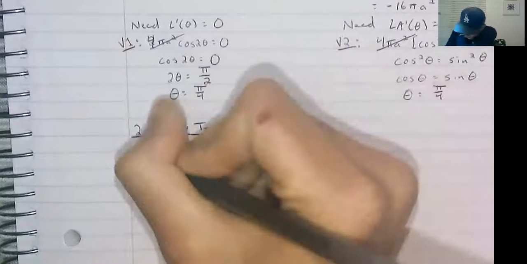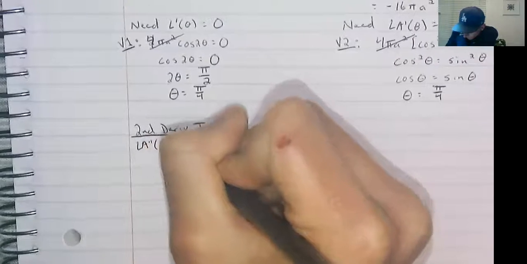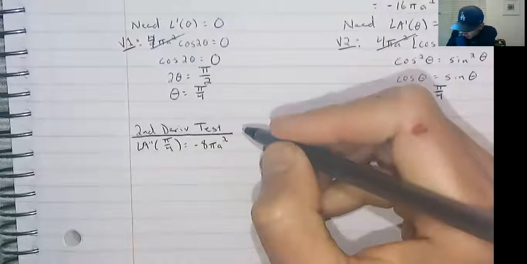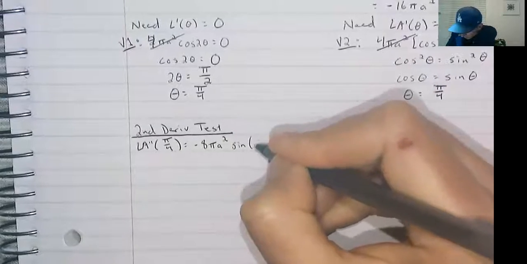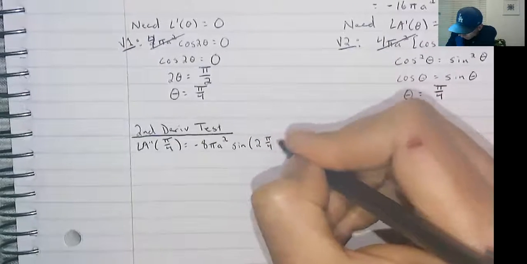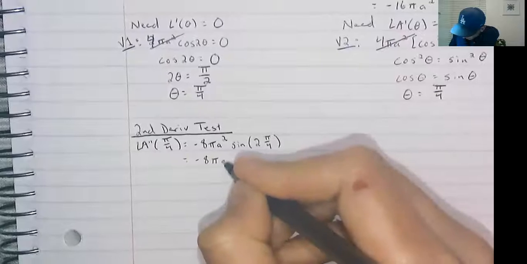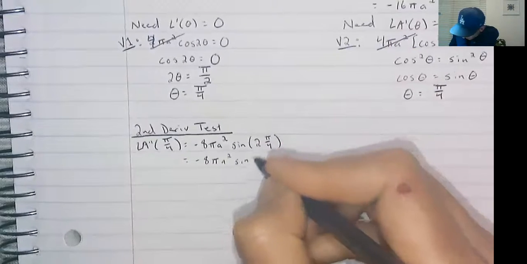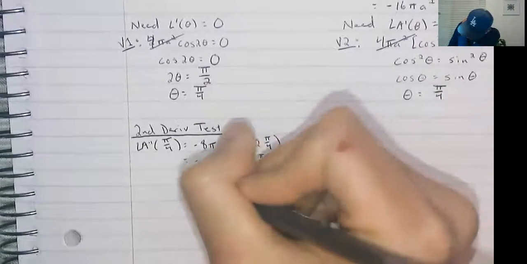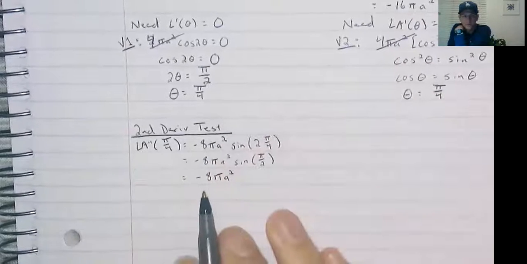We need to know L double prime or LA double prime of pi over 4, which is like negative 8 pi a squared, pi a, sine of twice pi over 4. So negative 8 times pi a squared of sine of pi over 2, which is like 1. This is a negative number out here. This is like negative 8 pi a squared. That's certainly going to be negative.